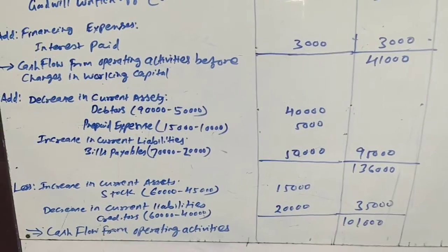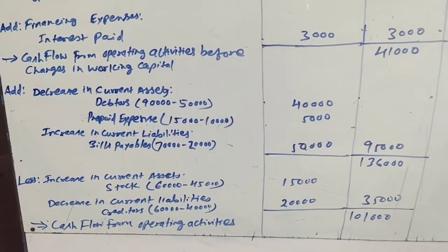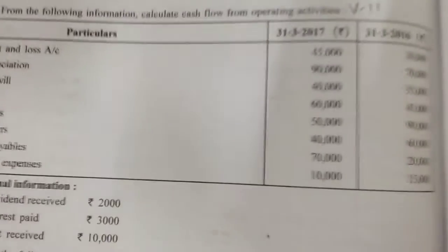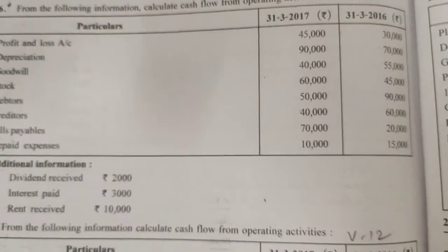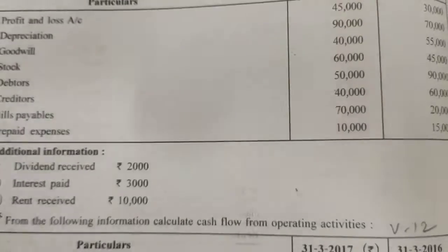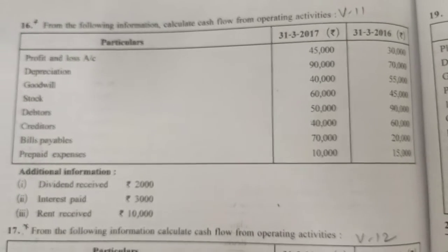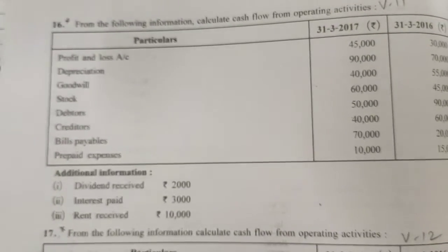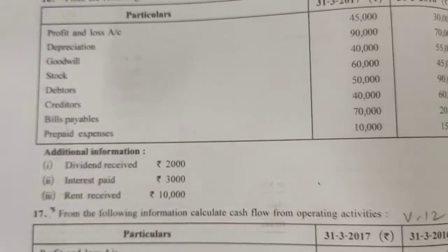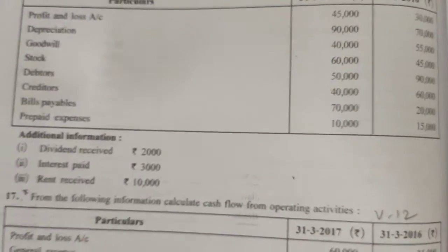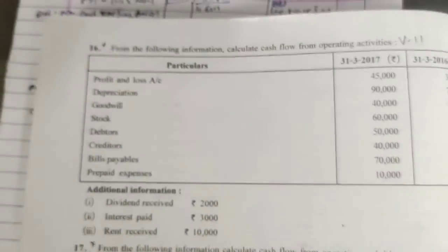Okay, now we will be deducting increase in current asset and decrease in current liability. If we see, there's an increase of rupees 15,000 in stock. Earlier it was 45,000, now it is 60,000. And decrease in current liability, that is creditors, rupees 20,000. Earlier the creditors were 60,000, now it is 40,000. So decrease in creditors by 20,000. So these two items, stock and creditors, will be deducted from the profit.